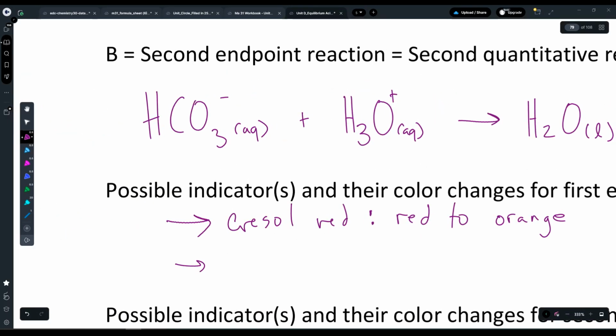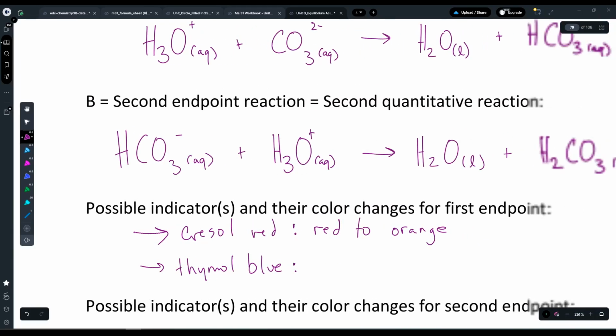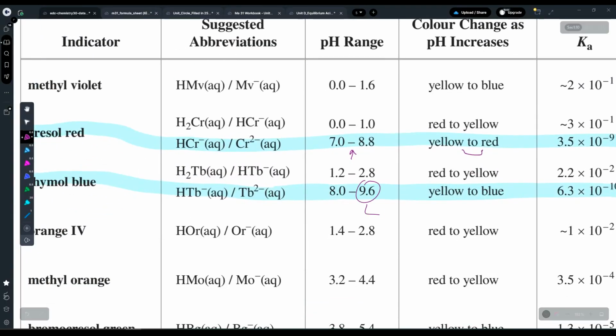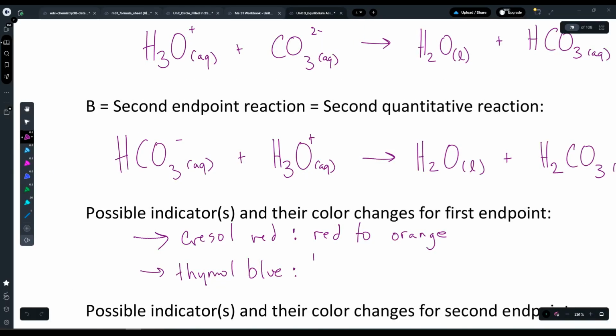Okay, next indicator that I'm going to talk about is thymol blue. So again, starting out at a pH of 10.9, going to a pH of 8.4. So 10.9 is at a pH above 9.6, so it's going to start out blue. 8.4 is in the in-between range, so this is going to be the in-between color. The in-between color between yellow and blue is green. So it's going to go from blue to green.